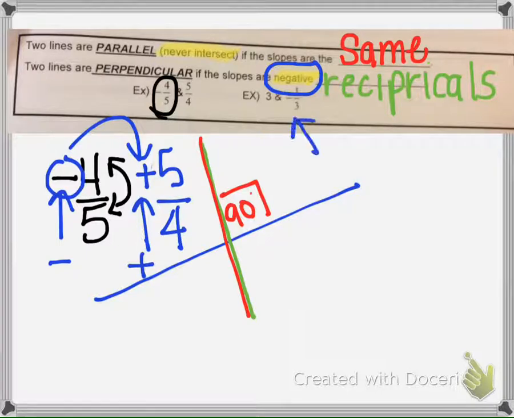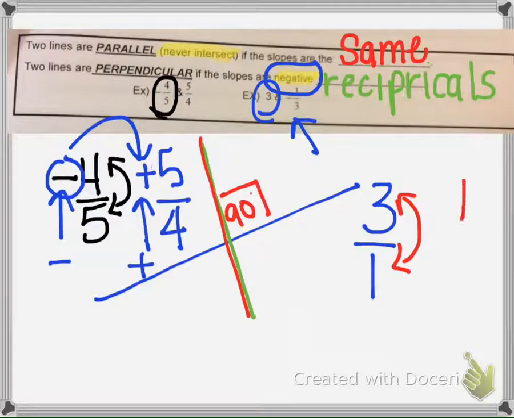So if we look at this example here, if we have 3, and 3 is the same thing as 3/1, and we flip it around, then the 1 would come up top and the 3 would go here. Now if this is positive, this one's going to be negative.